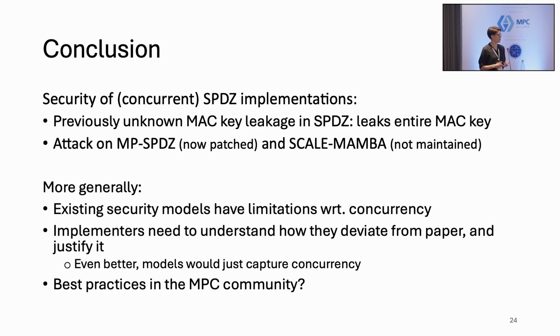And more generally, we would like to draw attention to the fact that existing security models just have limitations with respect to this type of concurrency. They do not capture that at all. We have made some attempts at capturing aspects of it, but it would be interesting to see how we can capture that better. Another aspect here is this tension between theory and practice. When people implement protocols, they necessarily have to deviate from the papers because we're just not specifying all the details. And right now the implementer is expected to understand the implications of their deviations and justify that. Maybe that's something we want, but in an ideal world, maybe we should have better models that capture some of those aspects.